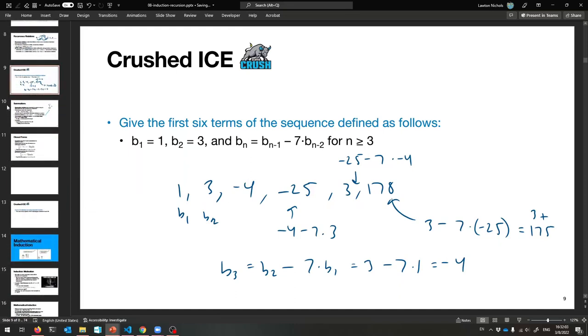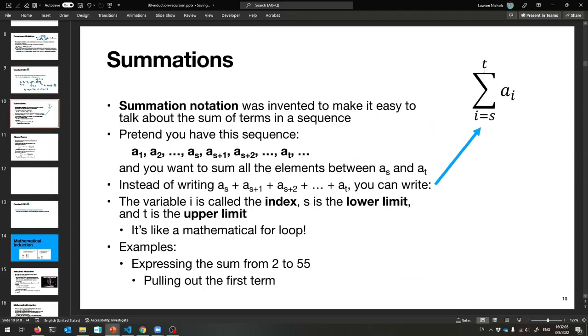Okay, let's move on to summations now, which I assume you've also seen in a math class before. Summations are nice when you have a bunch of elements and you just want to talk about the idea of adding some of those elements, maybe all of them. It just makes it easy to talk about the sum of terms in a sequence. That's why we use a large sigma in Greek. Sigma is the Greek S for sum.